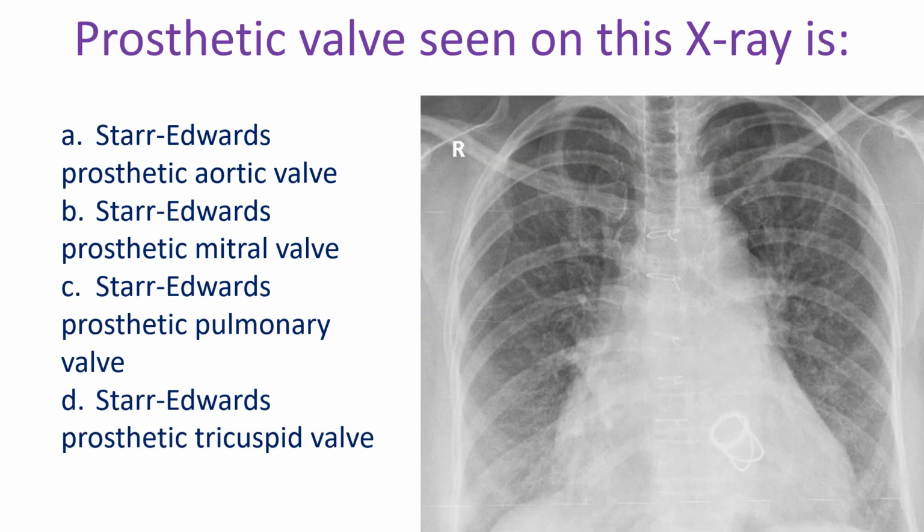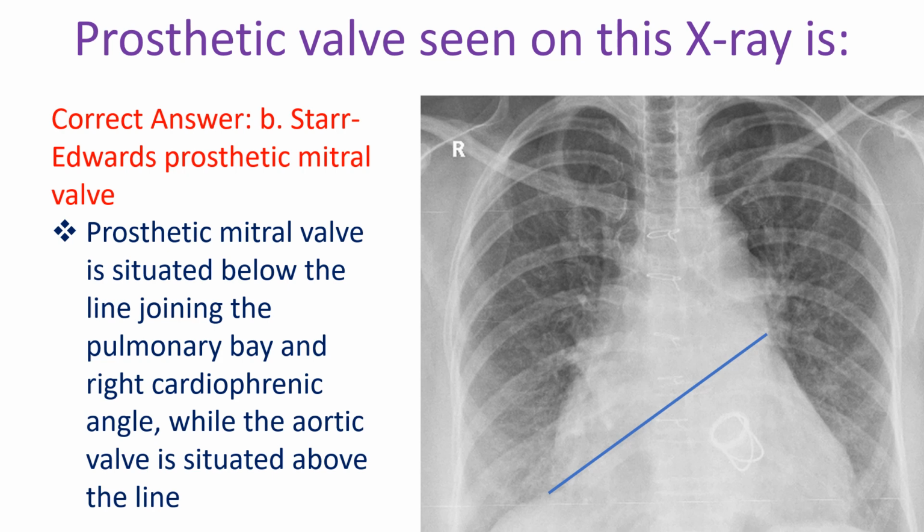Prosthetic valve seen on this X-ray is A. Starr-Edwards prosthetic aortic valve, B. Starr-Edwards prosthetic mitral valve, C. Starr-Edwards prosthetic pulmonary valve, D. Starr-Edwards prosthetic tricuspid valve. Correct answer B.